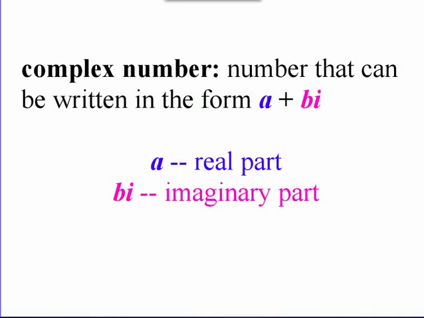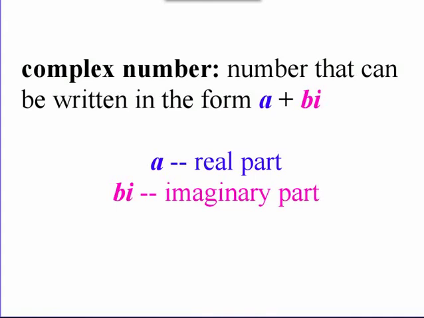A, notice, is in blue. We call a the real part. Okay, we call bi the imaginary part. We call it the imaginary part because it's got an i. That's it. So you have your real part and you have your imaginary part.